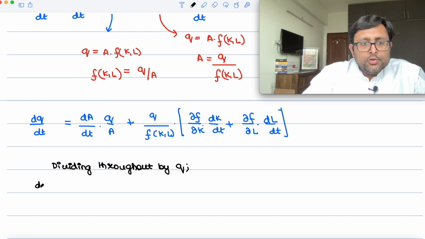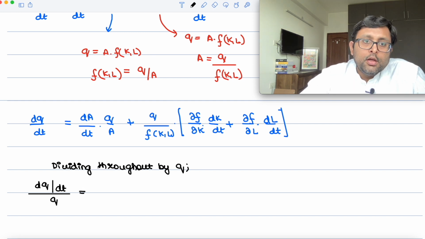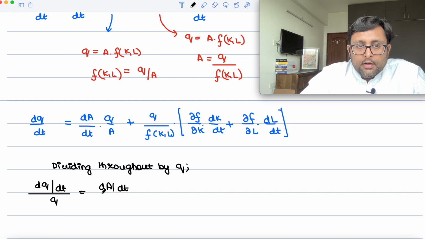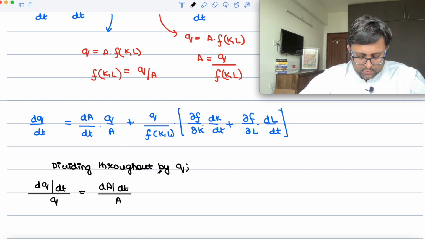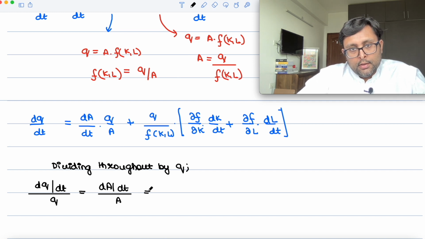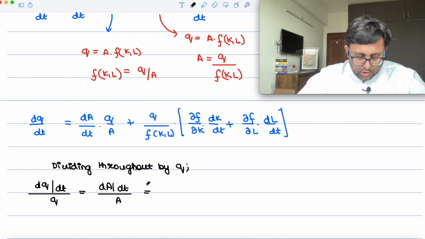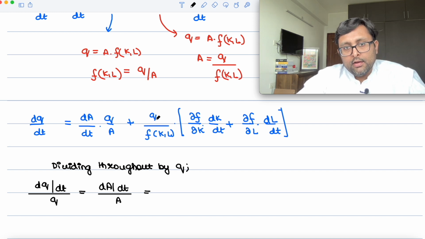Dividing throughout by q. So you get what? dq by dt upon q is equal to what? dA by dt upon A, beta. This q upon q will get cancelled out, right? Okay. Now what you have? Again, when you divide this thing by q, this thing is also gone. So I'll take one more step in order to write that.